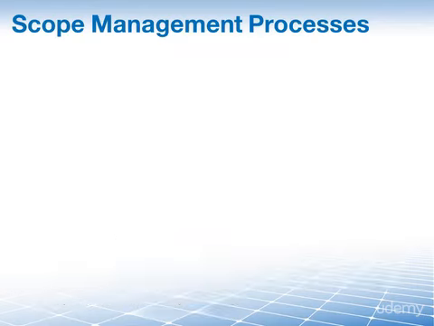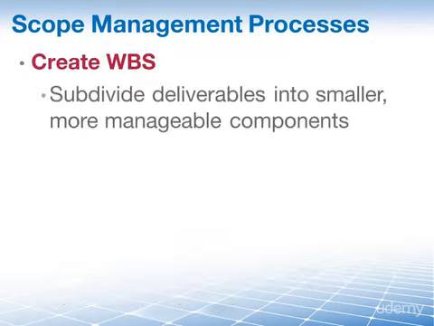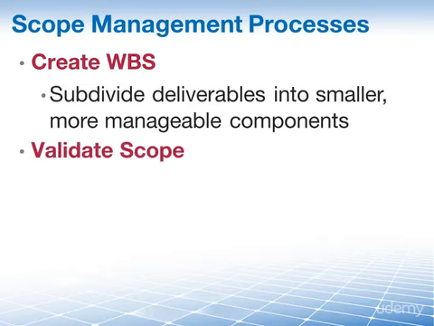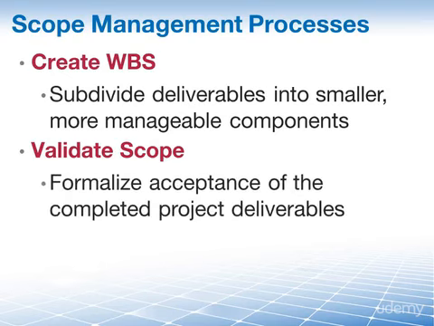Once we have that, we want to create our WBS, the process of subdividing project deliverables and project work into smaller, more manageable components. Then at some point we're going to have to show everything to the customer, and the customer has to accept our deliverables. This is done in validate scope, the process of formally accepting the completed project deliverables.